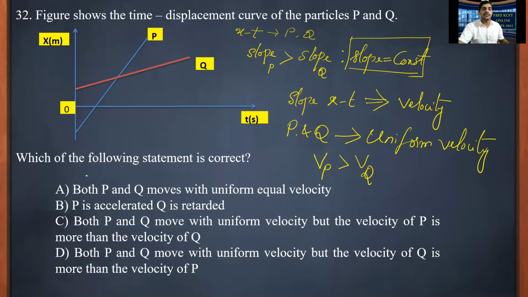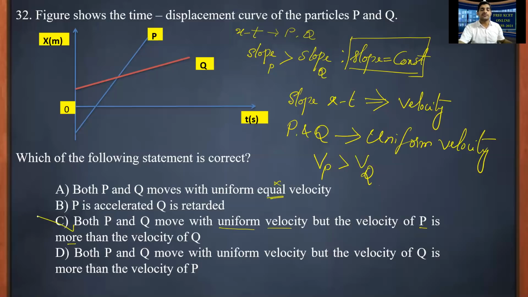So these two are the conditions. Either both P and Q move with uniform equal velocity? No, this is not the answer, so it's not equal. P is accelerated and Q is retarded? No, since it's a straight line graph. Straight line graph represents the uniform velocity, so it cannot be B1. Both P and Q move with uniform velocity, right, one point is correct. But the velocity of P is more than that of Q.